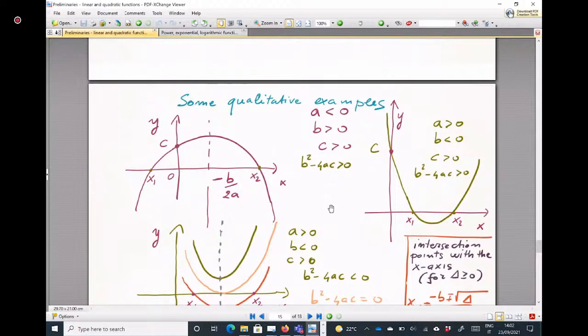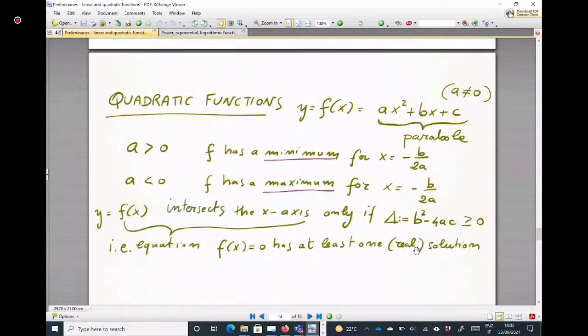These intersections with the x-axis, you all know, mean that f of x equal to 0, which is an equation, has at least one real solution. In principle, it is possible to compute the solutions also when delta is negative, but we have to extend our set to the set of complex numbers, okay? We are not, for the moment, interested in it.